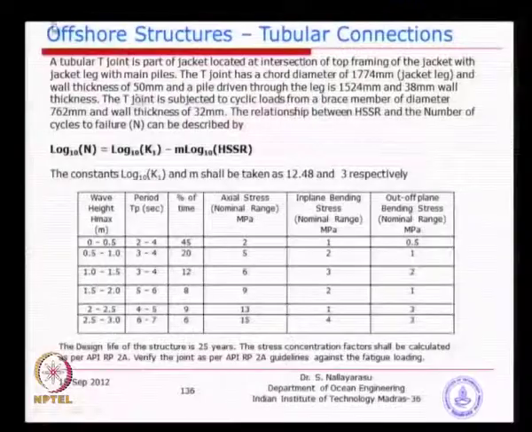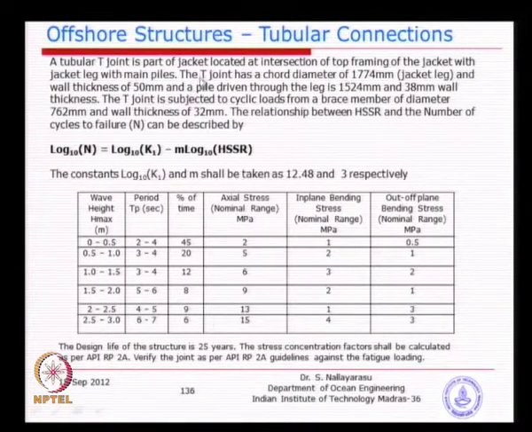So, basically it is a tubular T joint, and what has been given is the wave height, wave period, percentage of time, stress magnitudes for each of the cases. So, basically a complete scatter diagram including stresses is given to you. Of course, we could ask you to calculate the stresses, but that will take several days, because you need to do a computer analysis, come up with the stresses. But here for examination purpose, the stresses are also given.